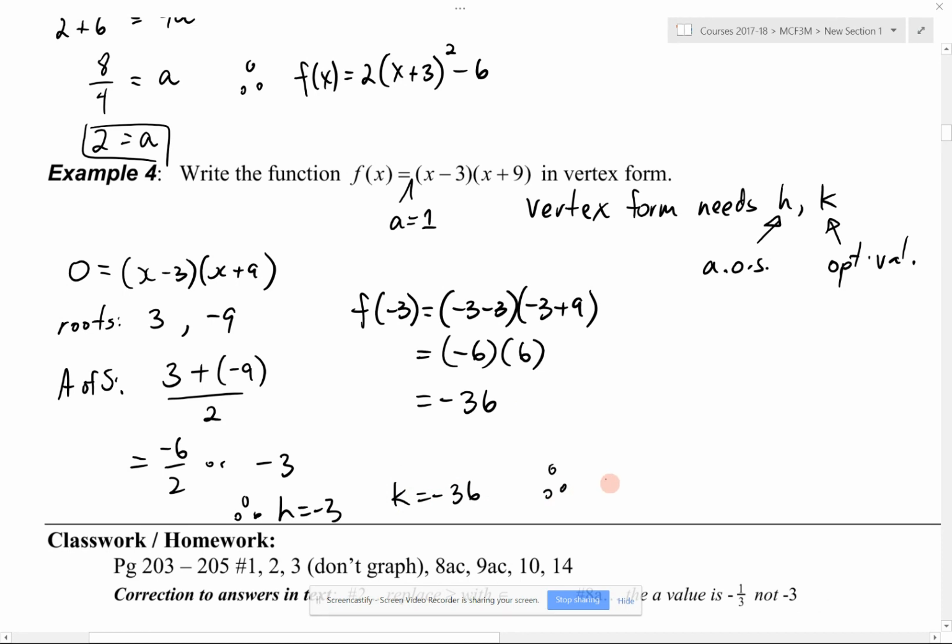And therefore, I can now say my function in vertex form is equal to x plus 3 squared, because remember it's x minus h, so x minus negative 3 becomes x plus 3, and then my k value is minus 36. And there you have it.